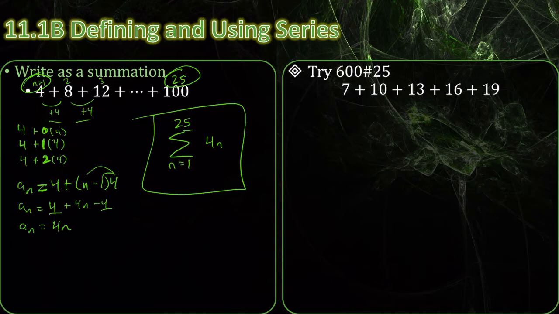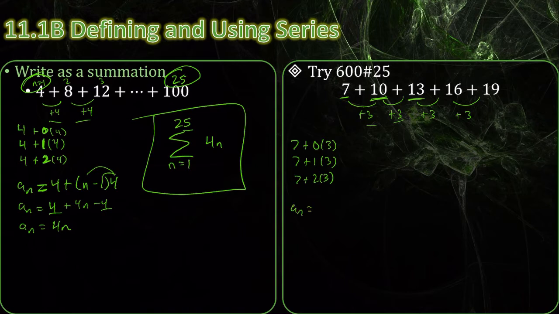Why don't you pause this and try number 25. Remember, start by finding your rule. Patterns adding 3. So again, it's 7 plus 0 times 3, 7 plus 1 times 3, 7 plus 2 times 3 to get to 13.